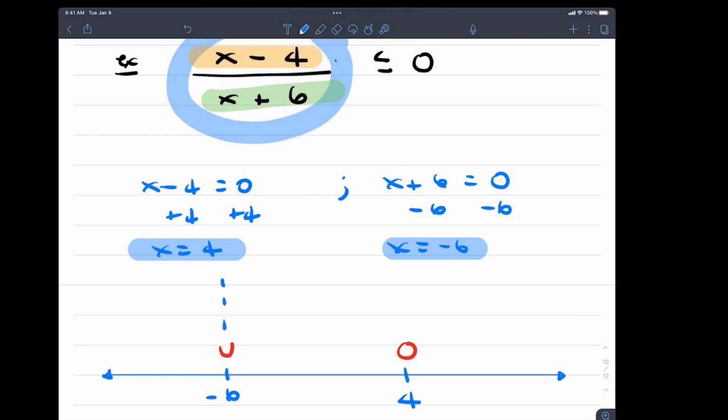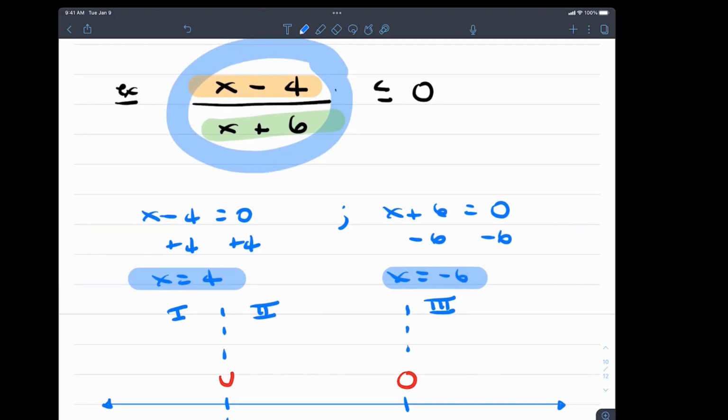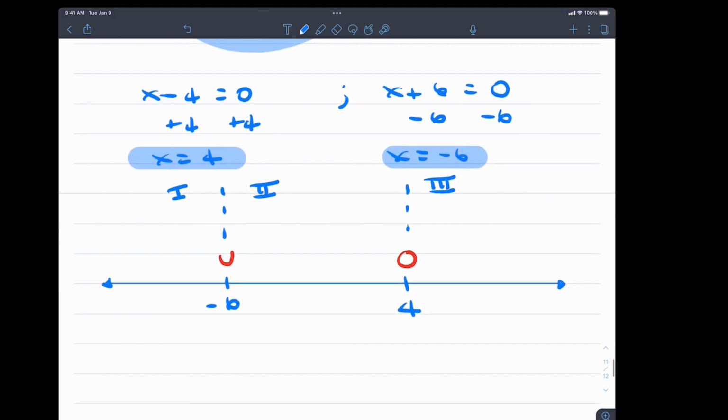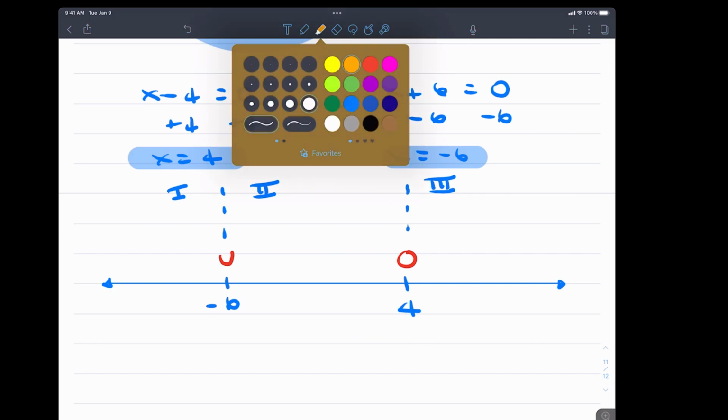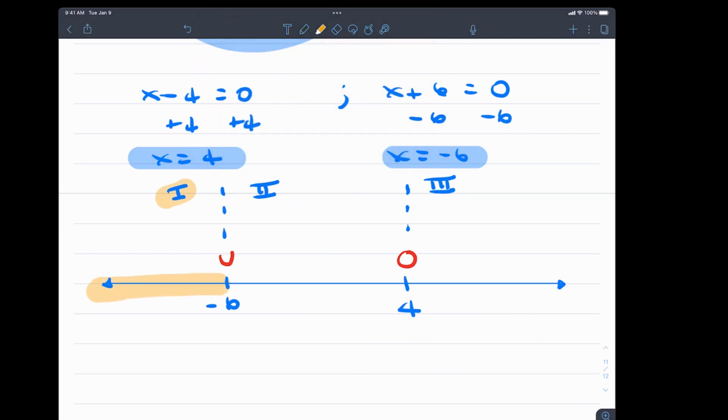Undefined means not defined. So you're going to have that situation if you have a fraction. It's going to be undefined somewhere. Set the denominator equal to 0 and solve for x. You find where it is. Right? So now you can describe region 1, which is anything to the left of negative 6. Describe negative 6 to positive 4, region 2. Anything bigger than 4, region 3.